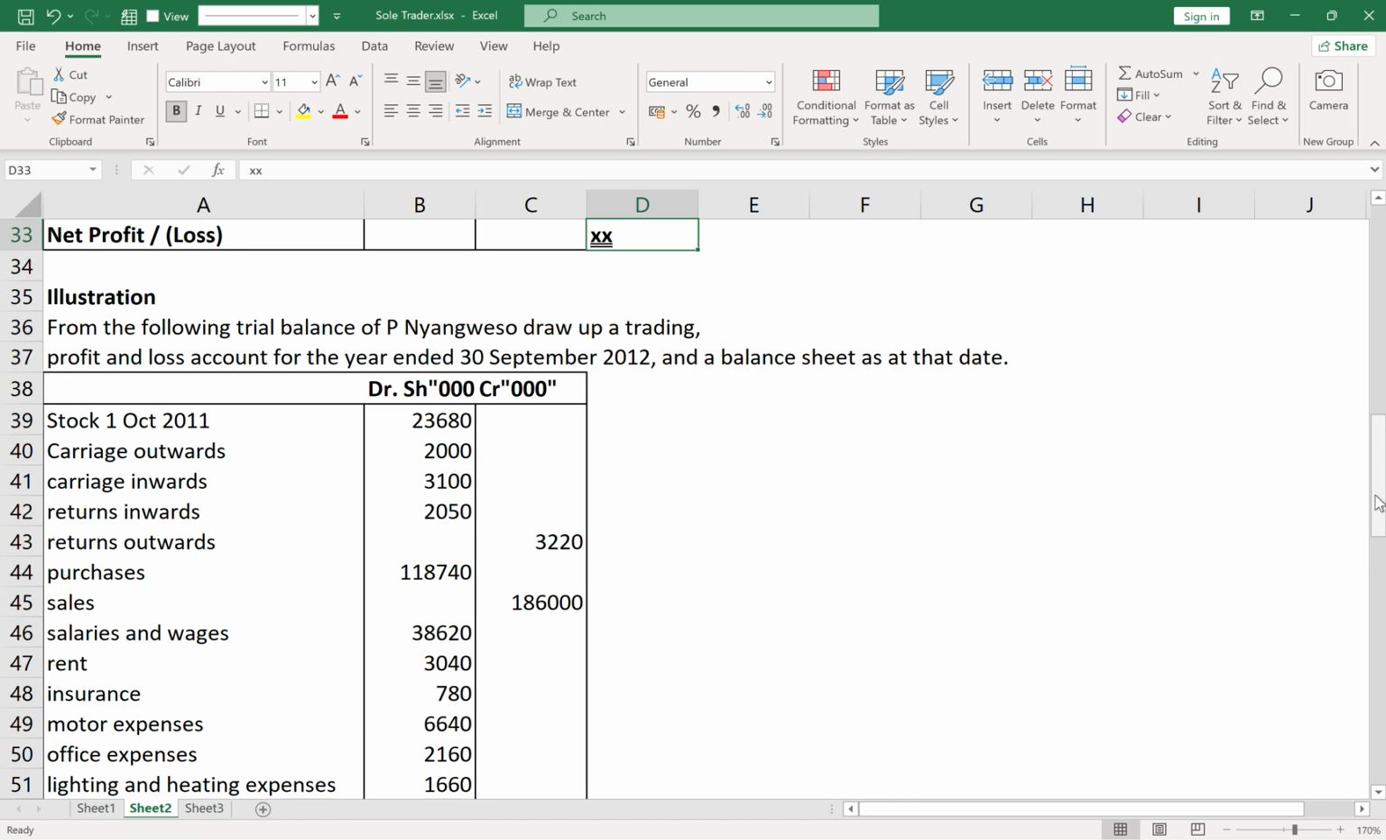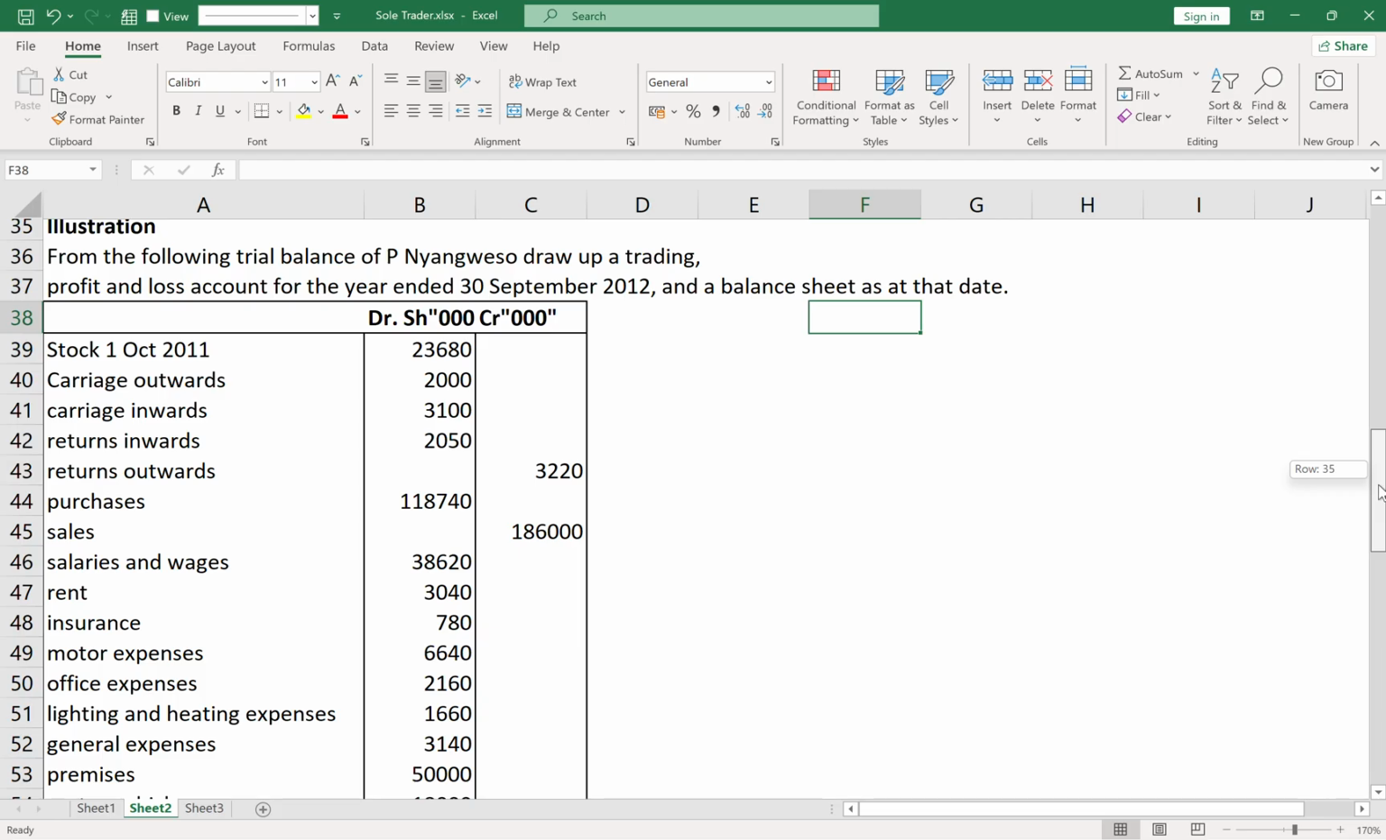We are told from the trial balance of P. Nyangweso, drew up a trading and profit and loss account for the year ended 30 September 2012 and a balance sheet as at that date. So here we are combining two, the profit and loss and also the balance sheet. So let's look at the trial balance.